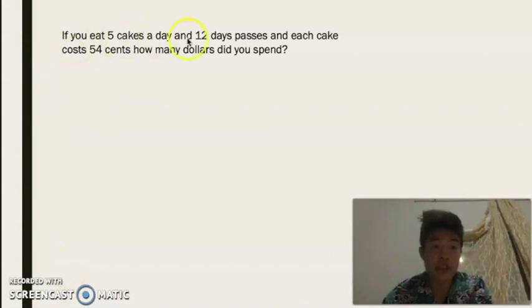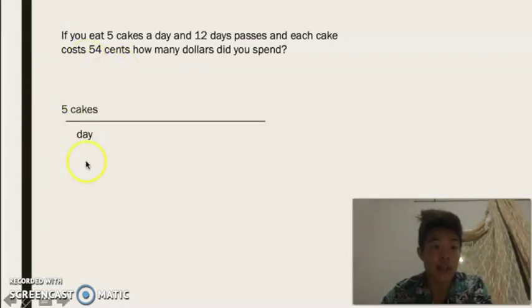So if you eat 5 cakes a day and 12 days passes and each cake costs 54 cents, how many dollars did you spend? Remember, we're starting with the unit cakes and we're ending with the unit dollars. So we know that our answer is probably correct if at the end our unit is in dollars. Okay, so we're starting with 5 cakes a day and 12 days pass. So this means that we have eaten a total of 60 cakes. We have the unit cakes because the unit days have been canceled out.